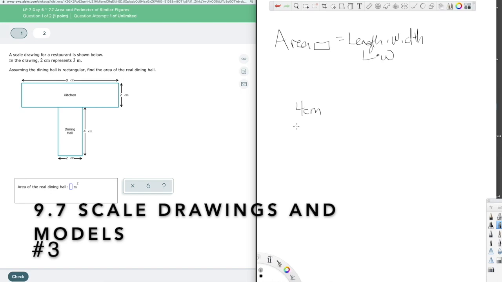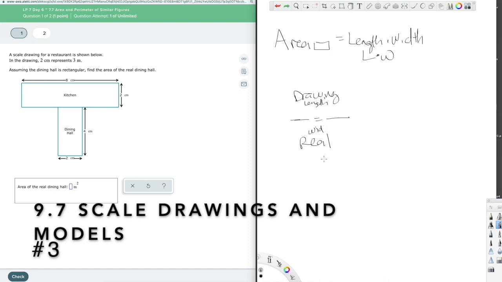So let's see, we're going to find the length of the real dining hall and we're going to find the width of the real dining hall. I like to give myself a little map. So I do drawing to real and I set up a little proportion like this. So in the drawing, we have the length and then width.